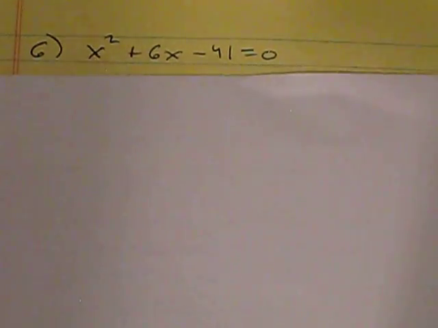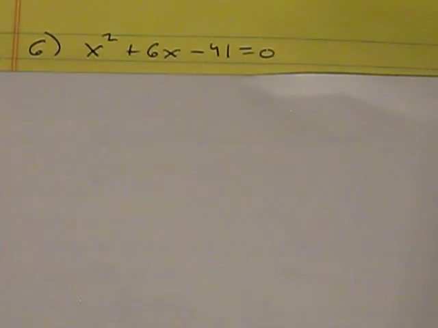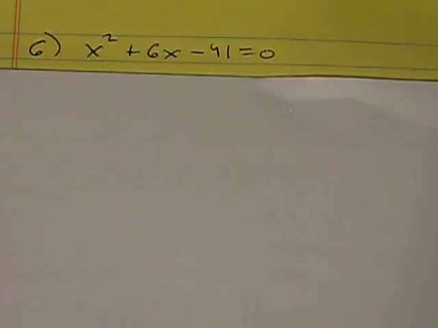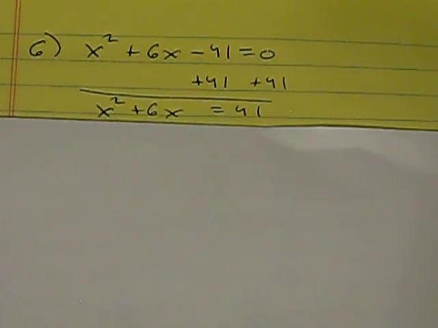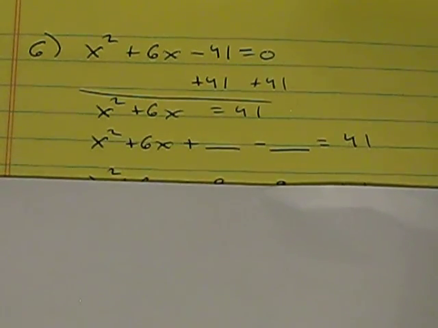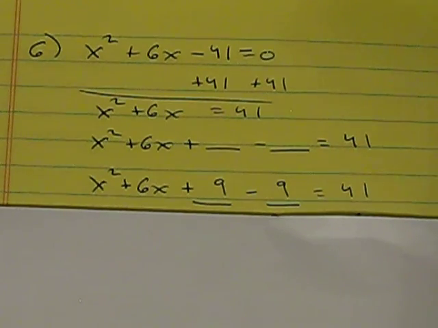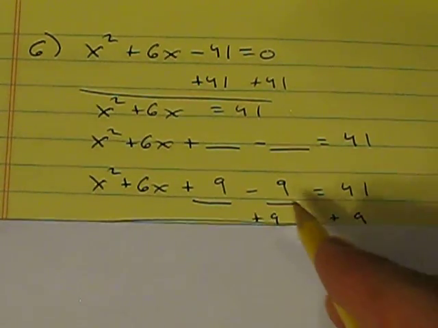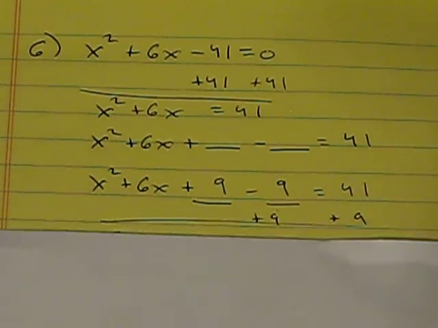Okay. So for this one here, we got ourselves x squared plus 6x minus 41 equals 0. Let's add that 41 over. Now we're going to complete the square. So half of 6 is 3. 3 squared is 9. So we got the plus 9 and the minus 9. We're going to move this 9 over here to the other side by adding it.